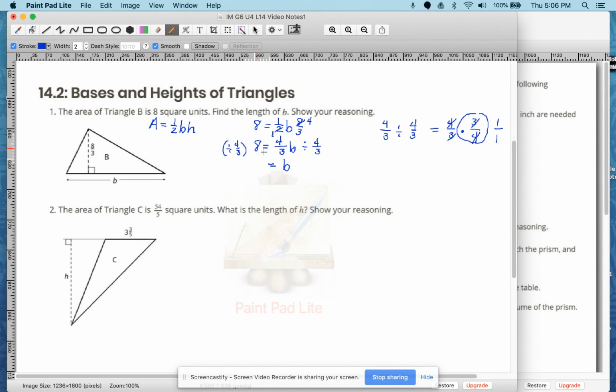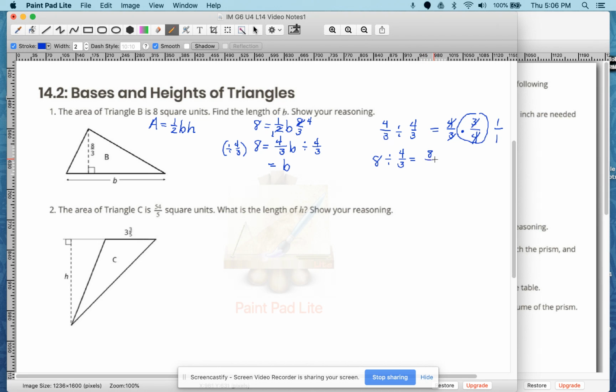On this side, we have 8 divided by 4/3. I put it in parentheses here because it's not 4/3 divided by 8. I just kind of added it to the side. It's 8 divided by 4/3. And again, when you're dividing fractions, you're really multiplying by the reciprocal.